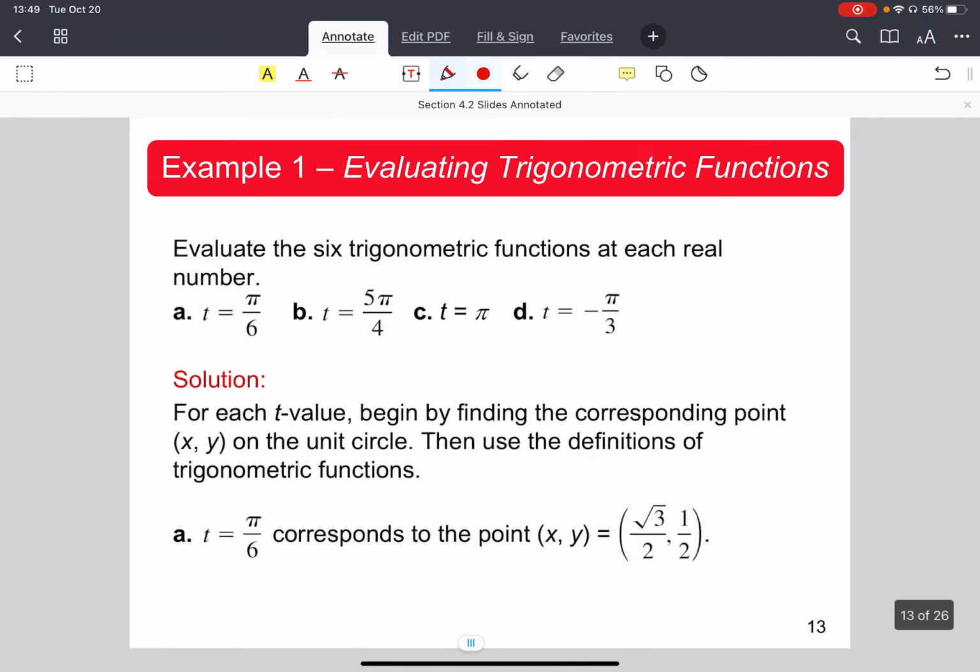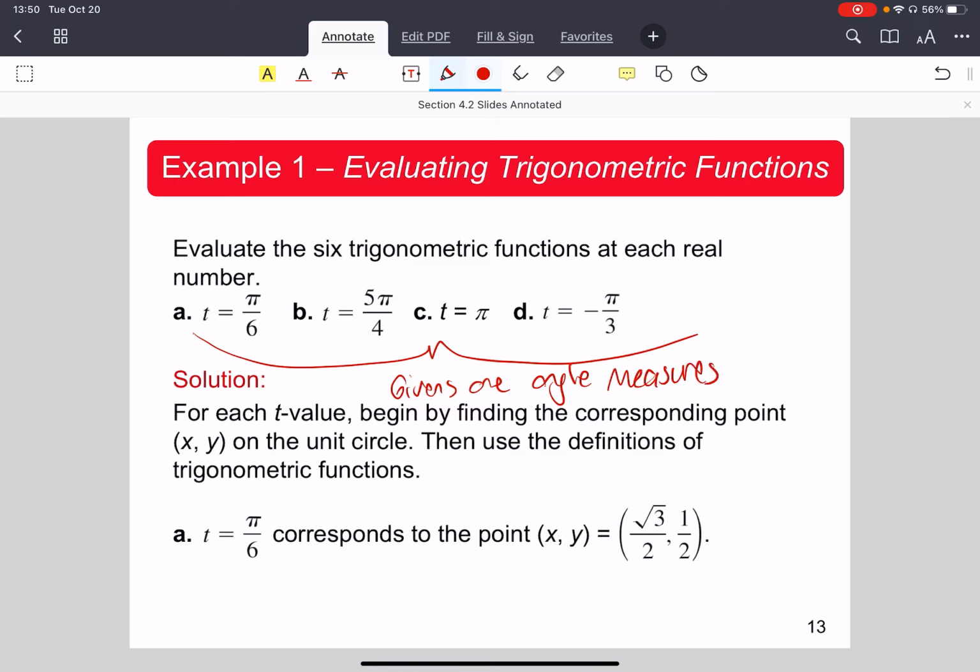All right, so I'm going to move on to evaluating trigonometric functions. What I'm going to do is evaluate the 6 trig functions at each real number given. You guys realize all these givens are angles, right? Let me write it as angle measures on a unit circle. So these are all angle measures on a unit circle. What I'm going to do is evaluate each of my functions at these angles.